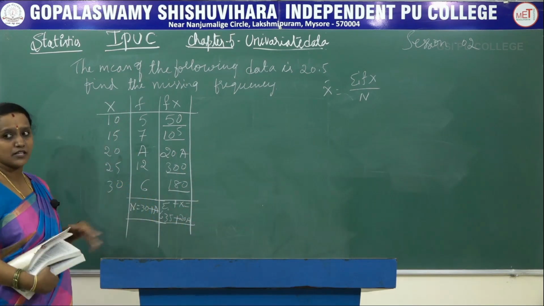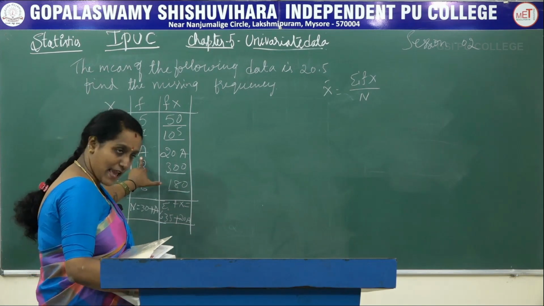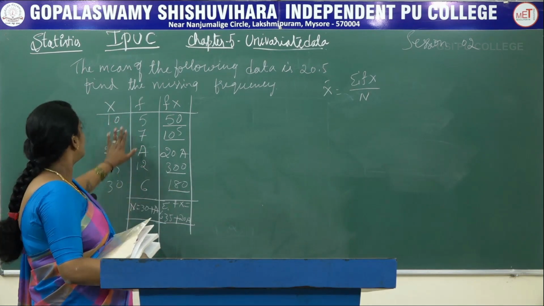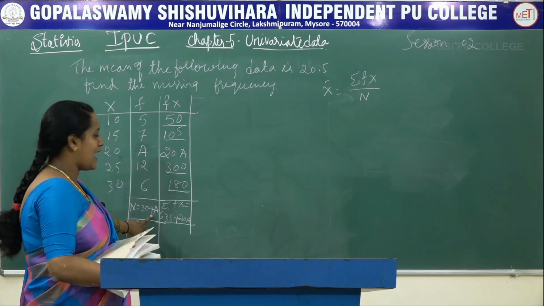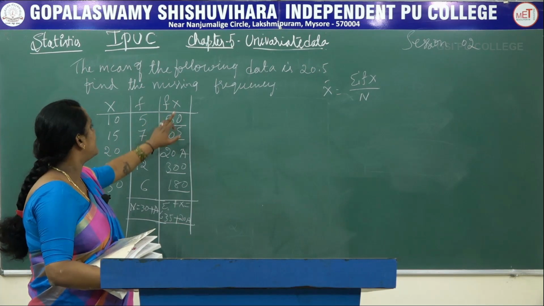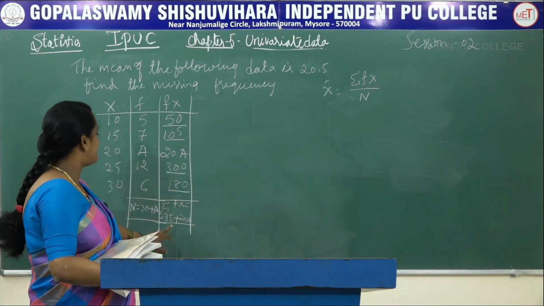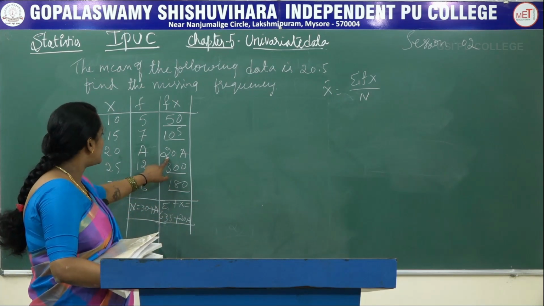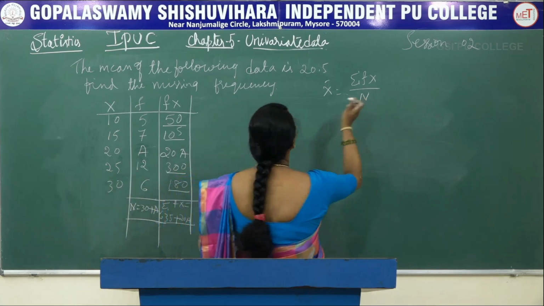Once again I will repeat this procedure. See, this missing value we will denote it as A. To find n, first add all the numbers, then you plus A, write as it is. Then to find f into x summation, first you add all the numbers, numerical first, that is 635, and plus 20A will remain as it is. Now you substitute these things in this formula.